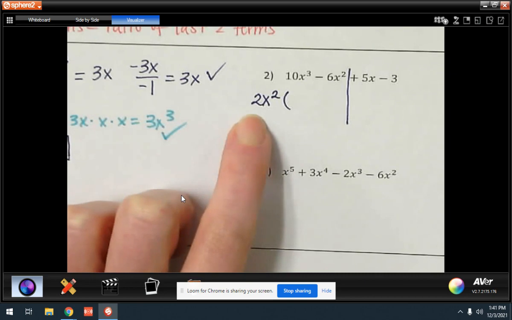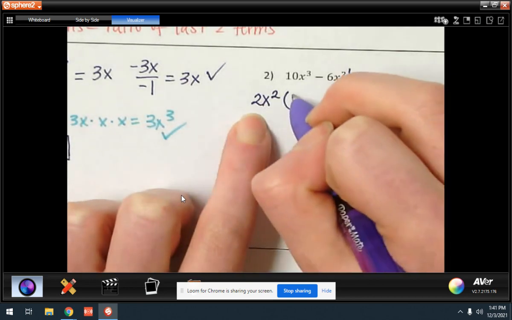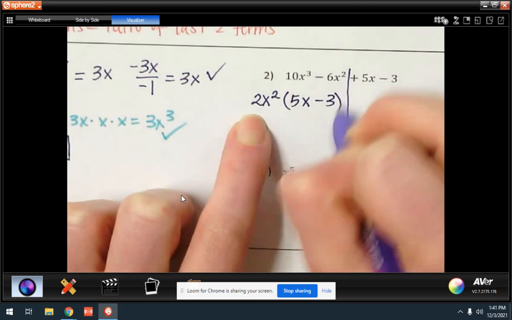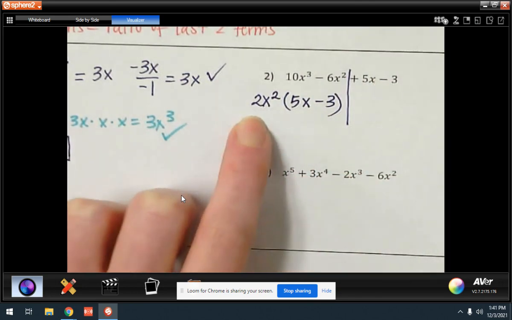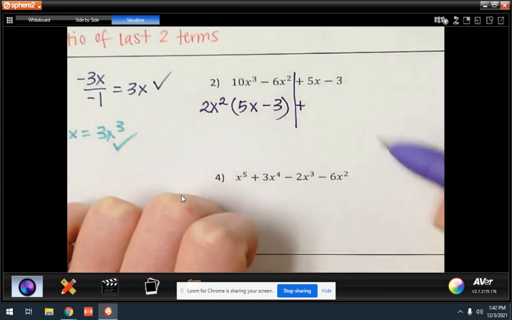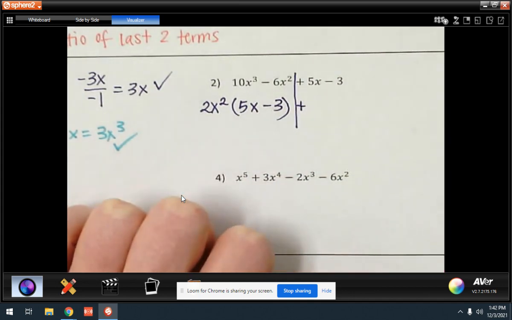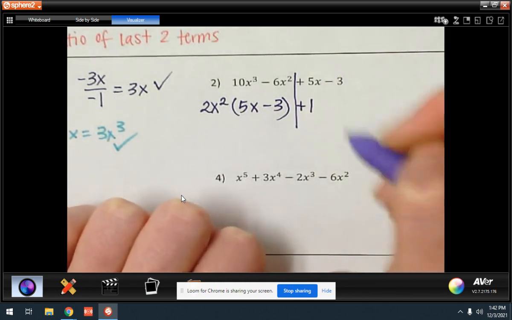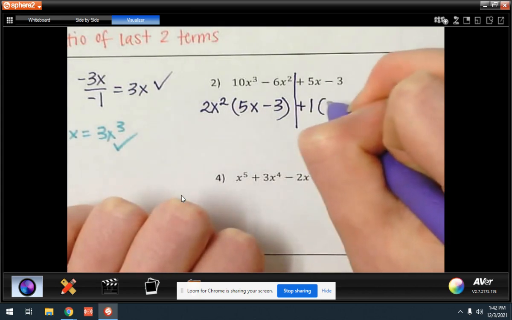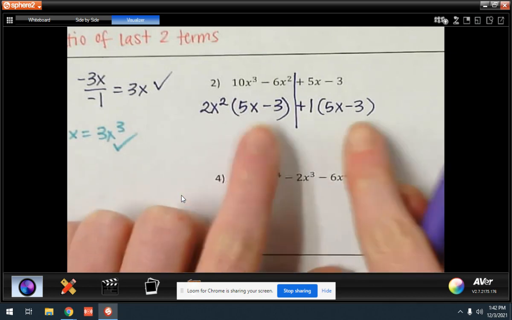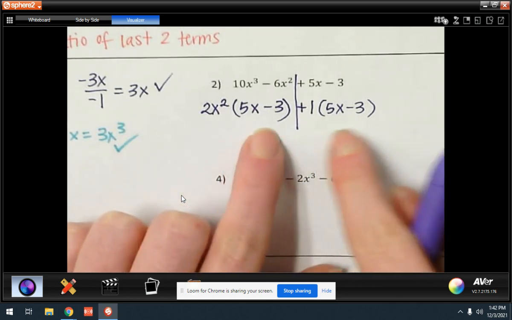Okay, so if I factor out a 2x squared, that leaves a 5x minus 3. To the next pair, we copy down that plus sign. And then there is nothing else in common between a 5x and a minus 3, so we put a 1. Need that 1. Okay, so if we factor out a 1, we still have a 5x minus 3 sitting there. And so our parentheses match.